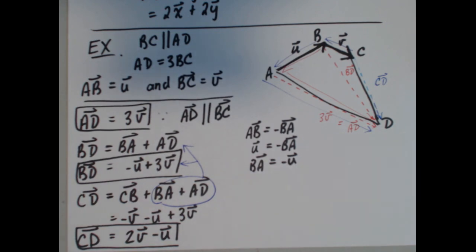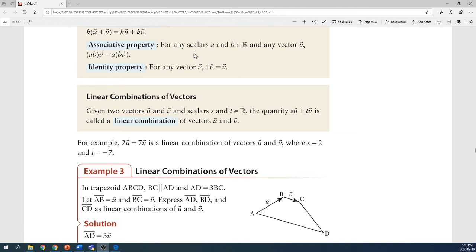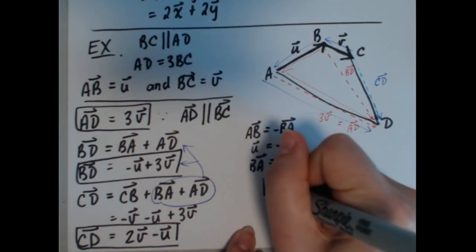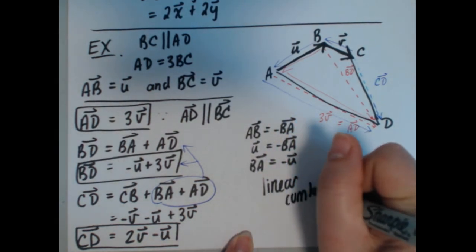Okay, so if we go back to the textbook here for a moment, just to take a look at the definition for linear combinations. Given two vectors u and v and scalars s and t, which are elements of the real numbers, then su plus tv is a linear combination of u and v. And that's exactly what we have in this example. Okay, our scalar multiples for BD are going to be -1 and 3 for u and v respectively. And for CD, the scalar multiples are 2 and -1. That's all it means to have a linear combination.